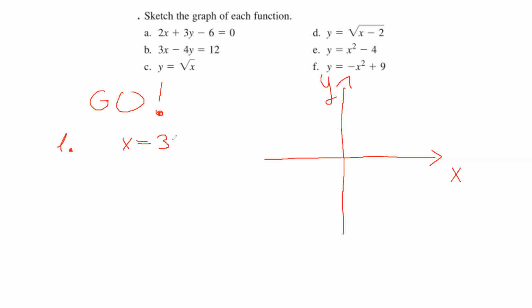Yeah, that's the first step that I did to find the x-intercept. Great. The y-intercept, you said, is 2. Great. So now we go to the sketch.